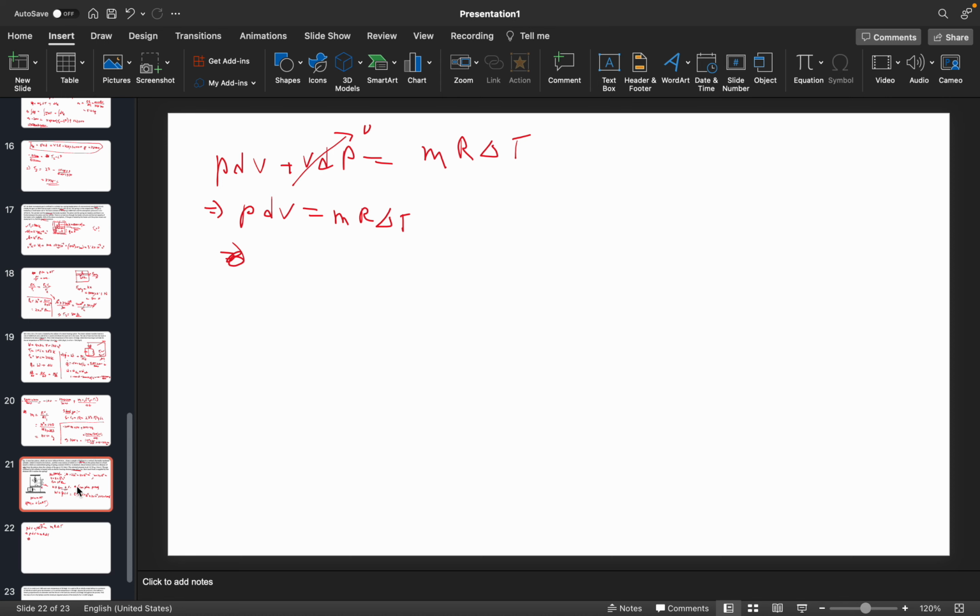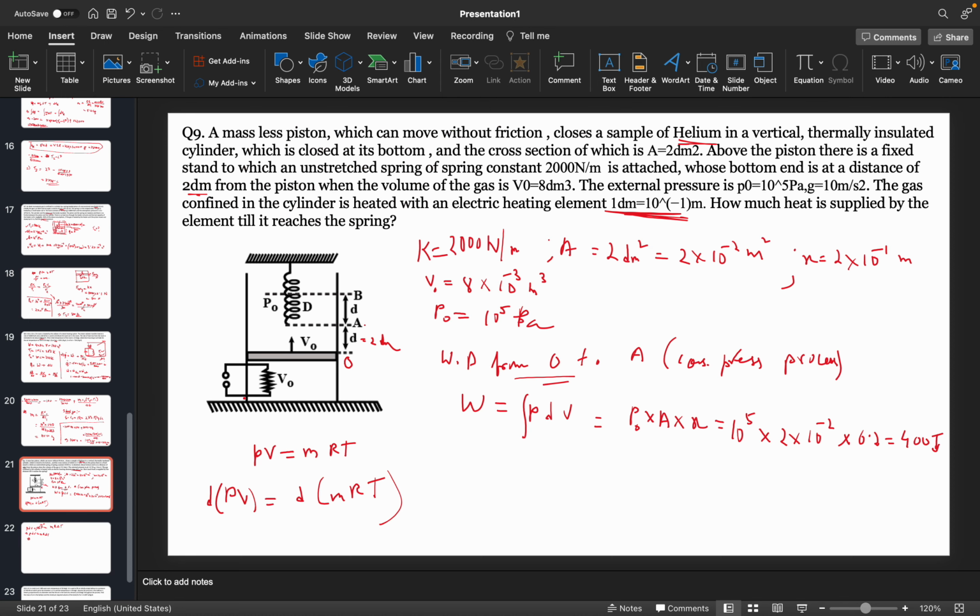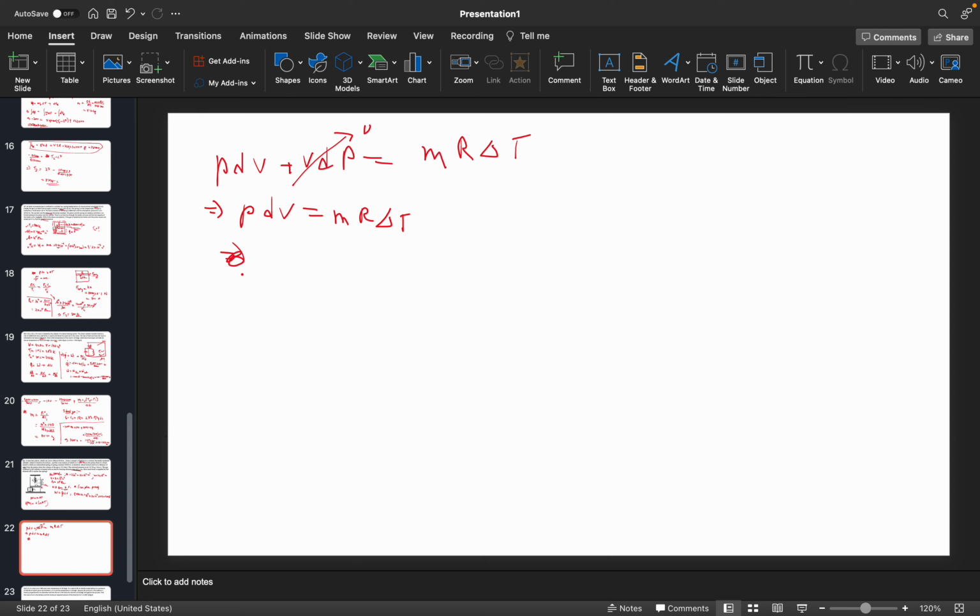Now see what is the amount of heat and how it is being added. Since it is a constant pressure process, for a constant pressure process, heat added Q is equal to m into Cp into delta T. Can we write this? Yes, we can, because this is a constant pressure process and it's valid for everything.